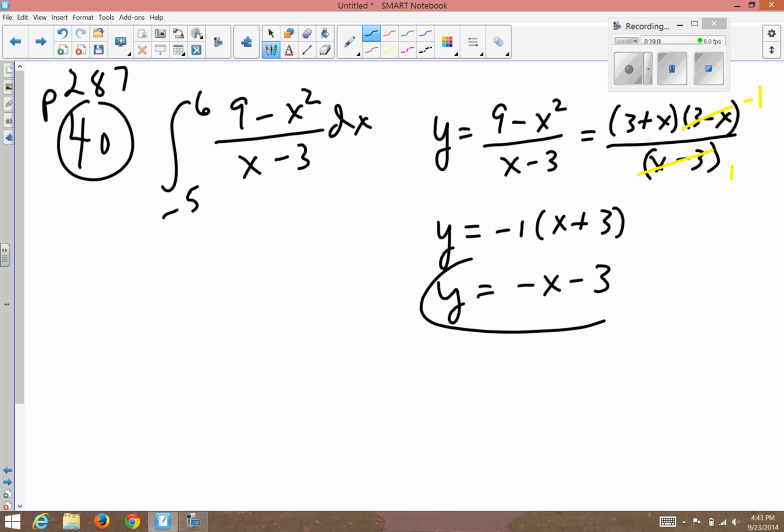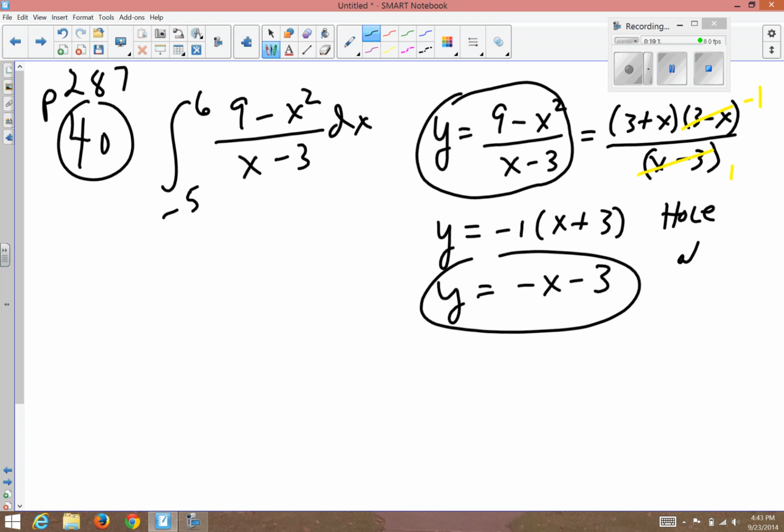The graph of this is a line. The graph of the original would be a line with a hole at x equals 3, since the original integrand does not exist when x is 3. So we're still going to graph this line and then just make a hole in it at x equals 3.